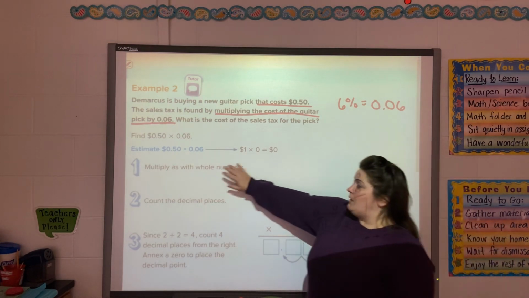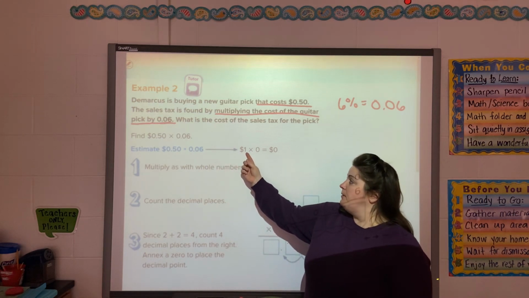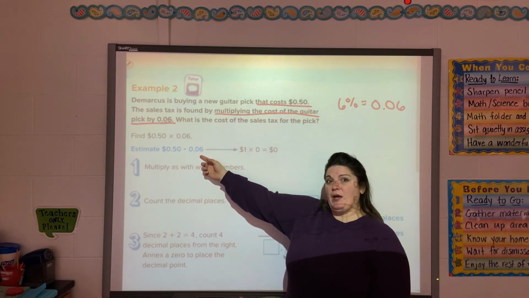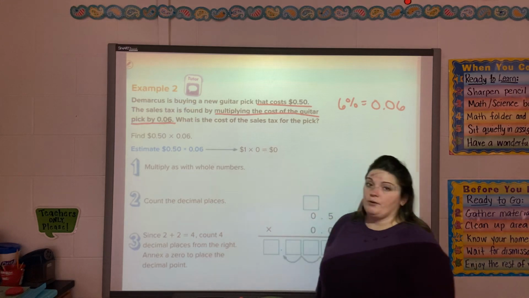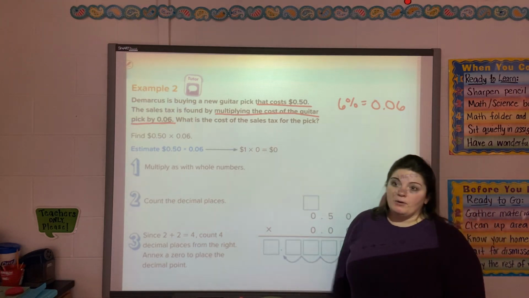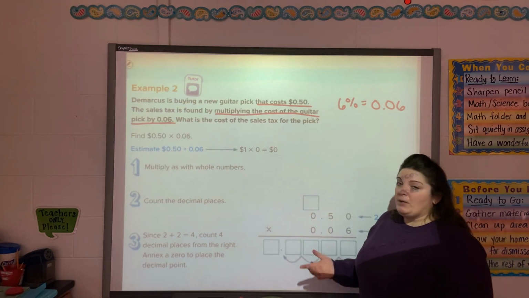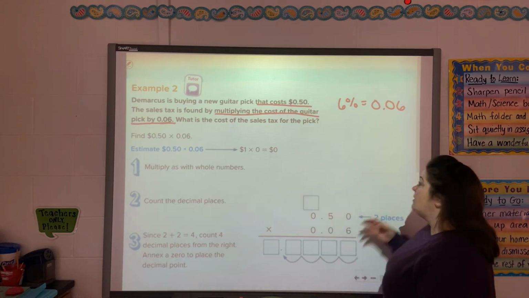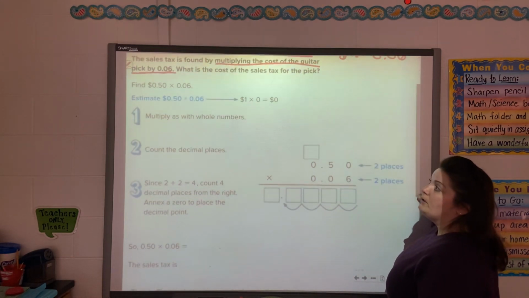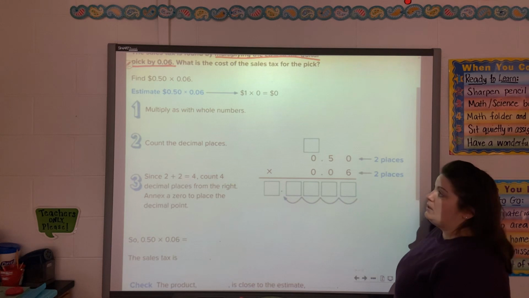The estimate is to take 50 cents and round it to $1. And 6/100, 6 pennies is not a lot, so we're going to keep it at 0. So our estimate's 0. Now, that means that it's going to be a small amount of money, under $1, presumably, that he will be paying for sales tax.